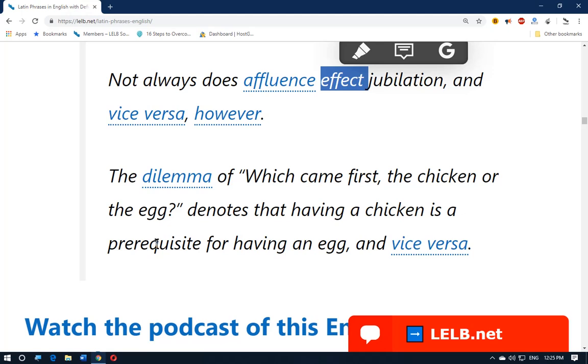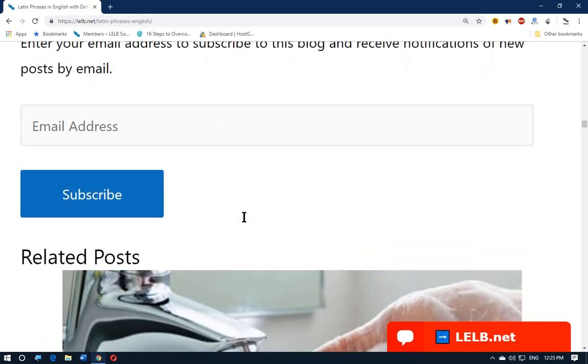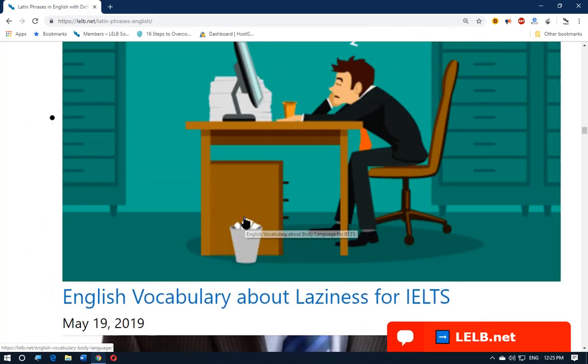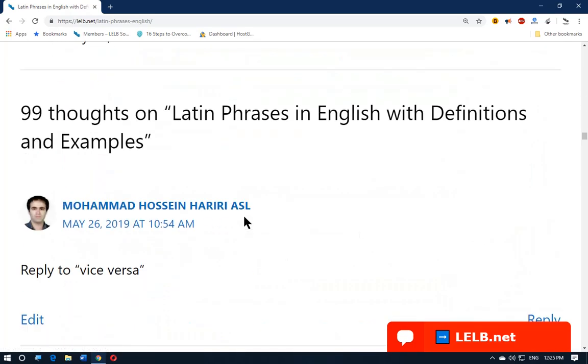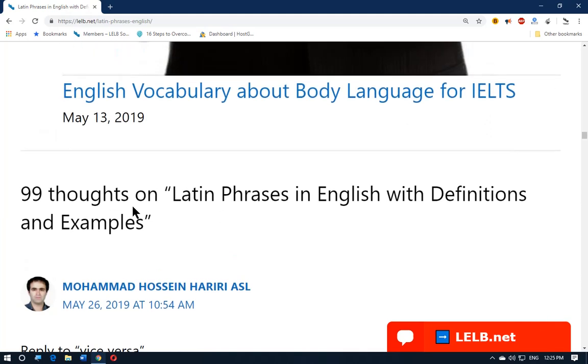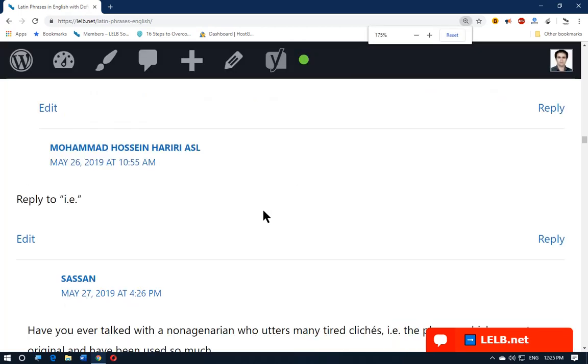Okay, so we come to the end of this English vocabulary lesson on the basis of Latin phrases in English, and let me just show you the comments from which I have extracted these or created the content of this post. As you can see, there are 99 thoughts on Latin phrases, and let me show you the comments here.